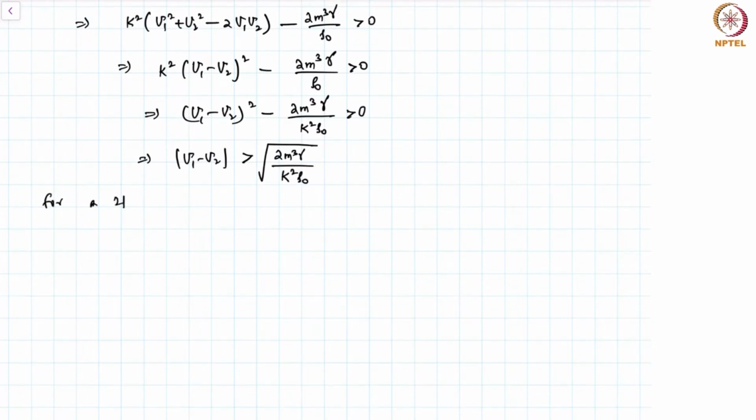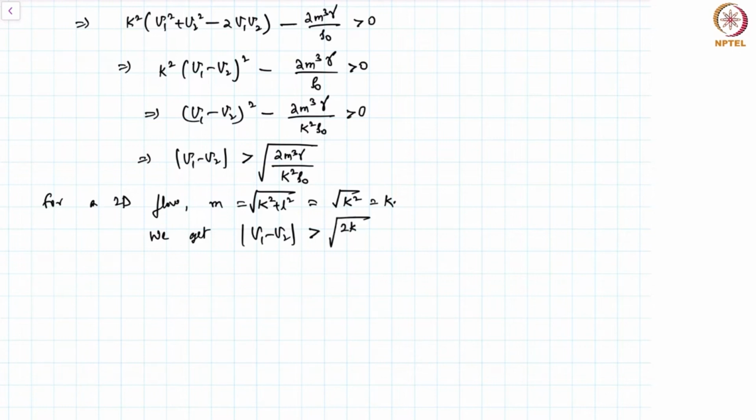For a 2D flow, m square, which is square root of k square plus l square, essentially becomes k. In other words, if we consider a 2D case, just for the sake of it, without any loss of generality, we get the magnitude of u1 minus u2 will essentially be 2k gamma by rho naught.